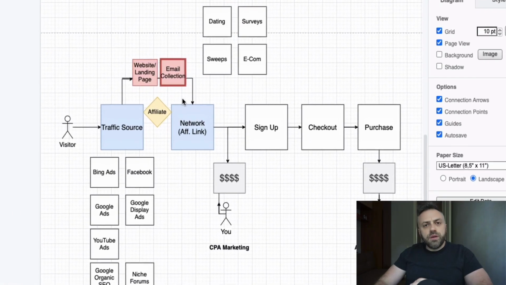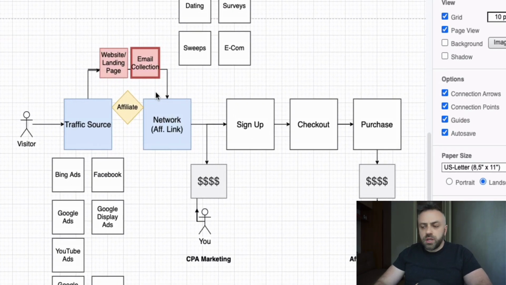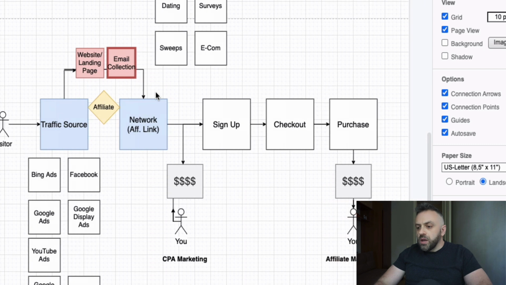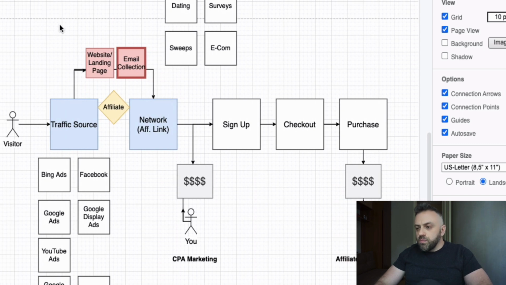Now, before we get into MaxBounty and offer selection, I just want to talk about what kind of offers we can promote and how the overall process works. And so here I am in kind of this main affiliate marketing diagram. As you can see, we have the visitor, we have the traffic source, we have something called the buffer, we have the affiliate network. This is the network such as MaxBounty or ClickBank.